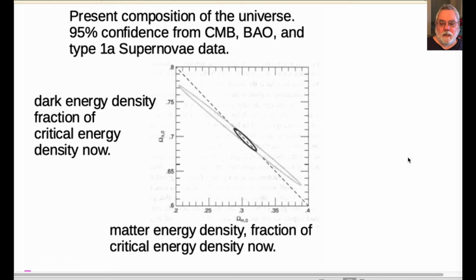This is the end of our material on the CMB and BAO.